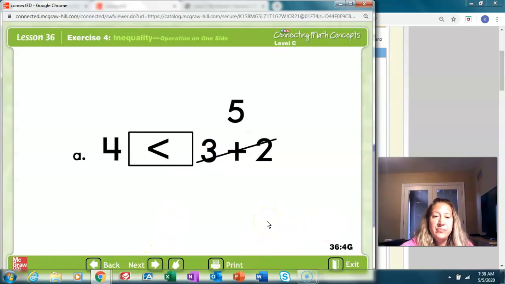And check it. Did you get 5 as the bigger number? So it says 4 is less than 5, right? And if we read the statement the other way, it says 5 is greater than 4. Okay. Touch problem B. You're going to cross out the problem on one side and write down what it equals. So what is the problem you're crossing out? 10 minus 1. Cross it out and write what that equals, and then make the sign.